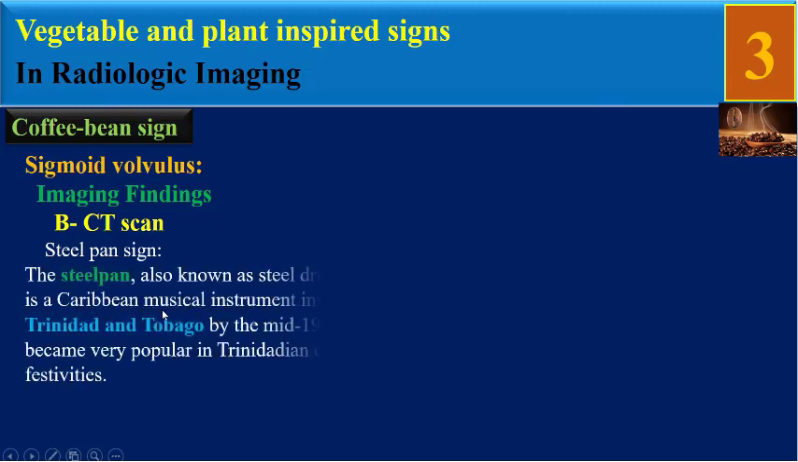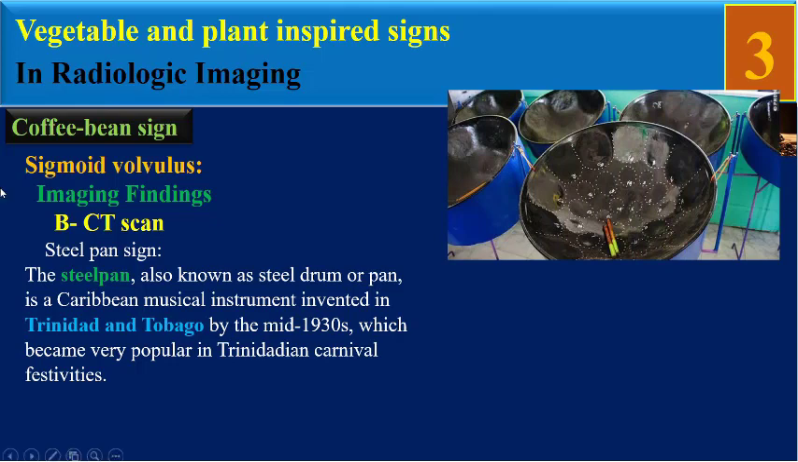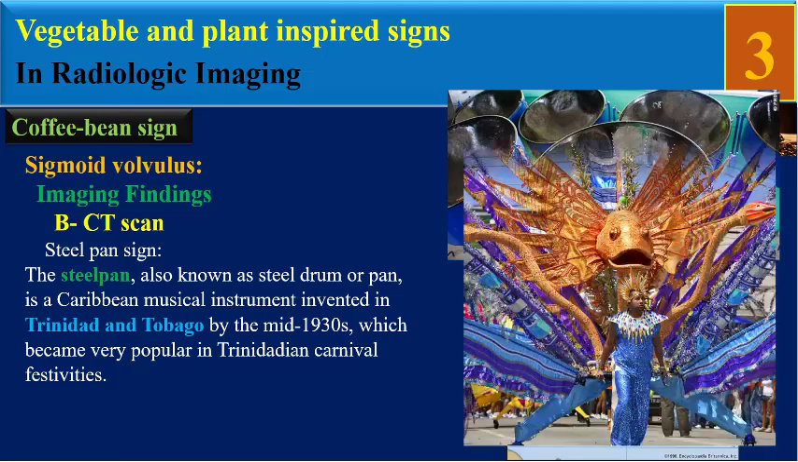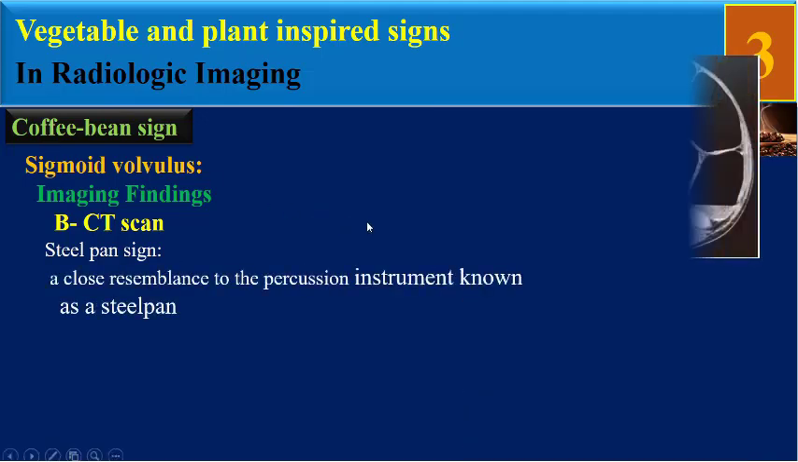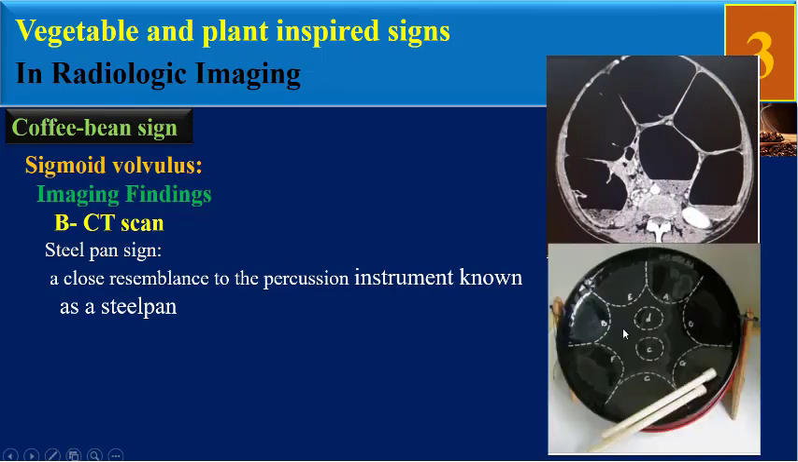The steel pan, also known as steel drum or pan, is a Caribbean musical instrument invented in Trinidad and Tobago, which became very popular in Trinidadian carnival festivities. There is a close resemblance of dilated bowel loops in axial CT image and the steel pan instrument.